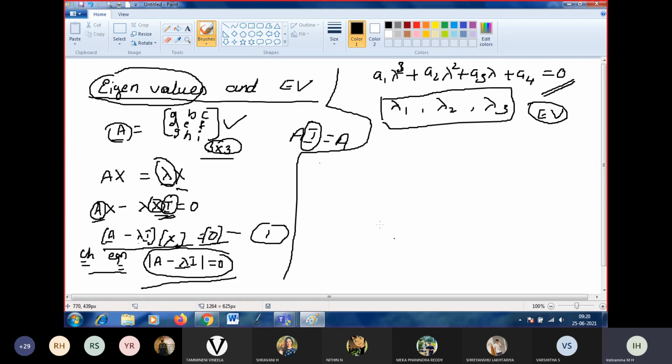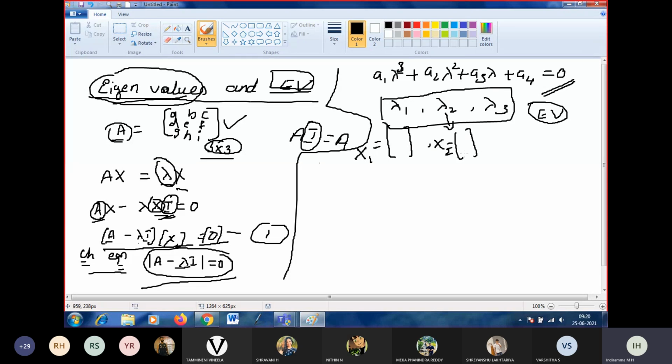Did you clear? So next step, we go for the eigenvectors. As I told you, we have to find both the eigenvalues and the eigenvectors. What are eigenvectors? Eigenvectors are non-zero column matrices. For the corresponding eigenvalue lambda 1, you will get one eigenvector, say x1. Next, for the corresponding eigenvalue lambda 2, you will get another column matrix.